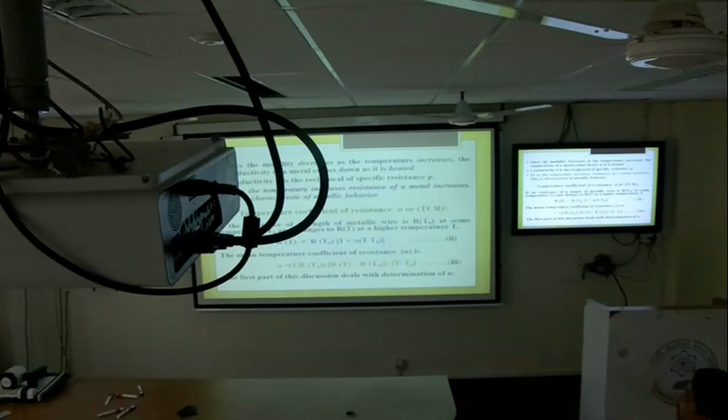So we can say the mobility decreases as temperature increases. So the conductivity of matter, of course, falls as it is heated. Conductivity is the reverse of resistivity, specific resistance. So from this, we can say the resistance of the material increases as you increase the temperature. This is a characteristic of a metal, a metallic behavior.